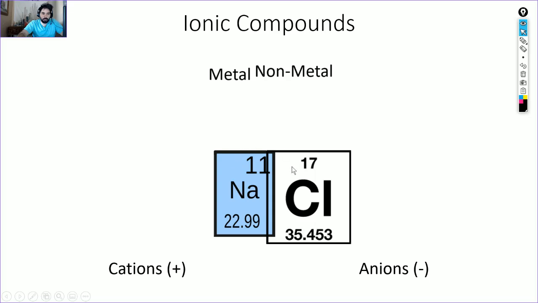Sodium loses an electron, so it becomes positively charged. We call that a cation. And chlorine gains an electron, so it becomes negatively charged. We call that an anion.